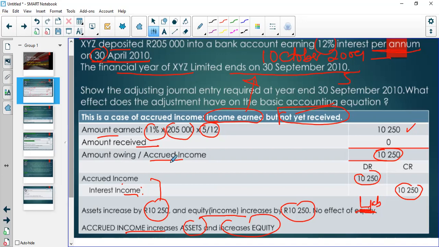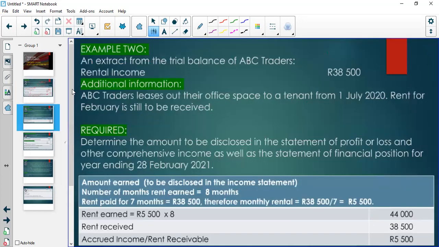Okay. Right, moving on, we have another example that we're going to deal with. This is the second example. This is an extract from the trial balance of ABC Traders. So we have ABC Traders, and they have already recorded a rental income of 38,500. This is what they have already recorded.